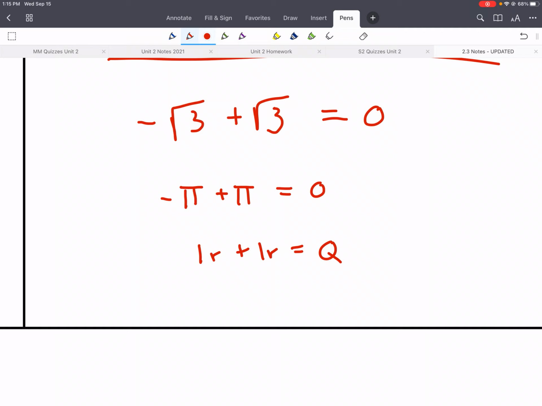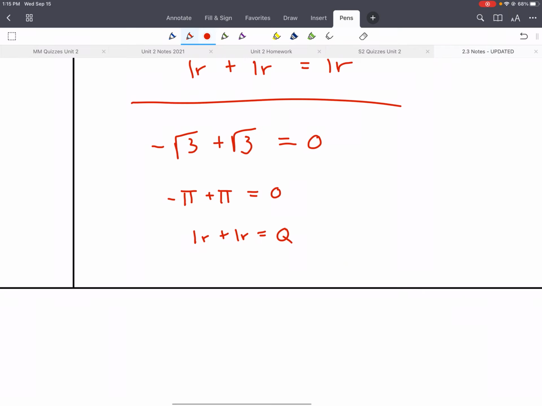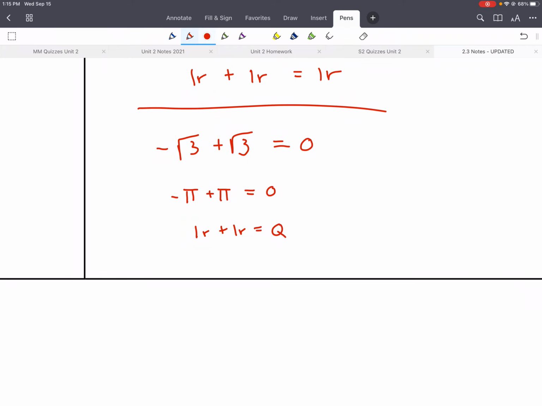So basically, it's the opposite, using a negative sign. Like the negative square root of 3 plus the square root of 3, those cancel out and we get 0. Or negative pi plus pi, that gives you 0. So if you use those opposites, they cancel out and you get a rational number, since 0 is a rational number.